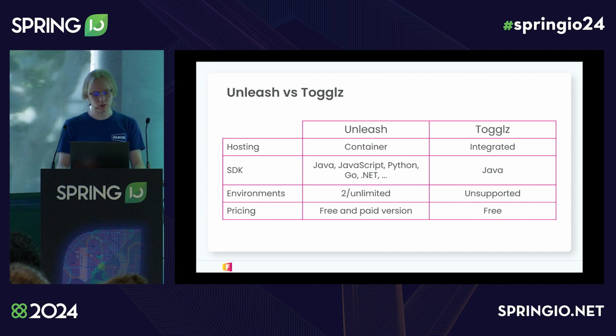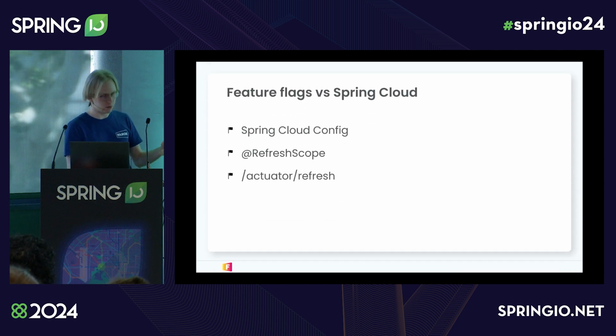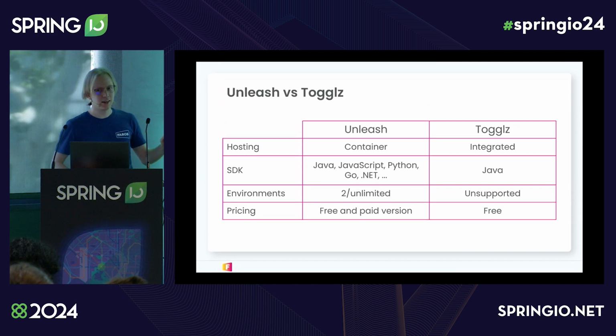Then as for environments, well, as you saw already, I was speaking of the development environments. So usually when we're speaking of an environment, you might say we have acceptance, we have production, we have our test environment, and so on. Which is why here I said 2 or unlimited. So the free version of Unleash unfortunately only provides 2 specific environments.